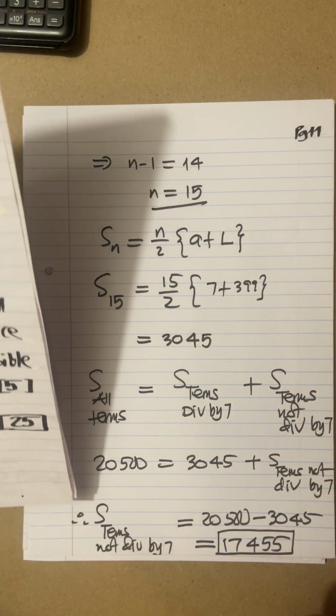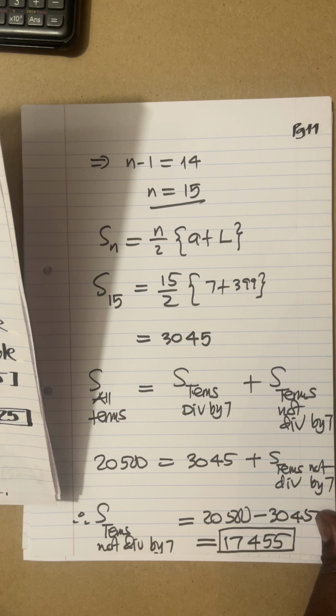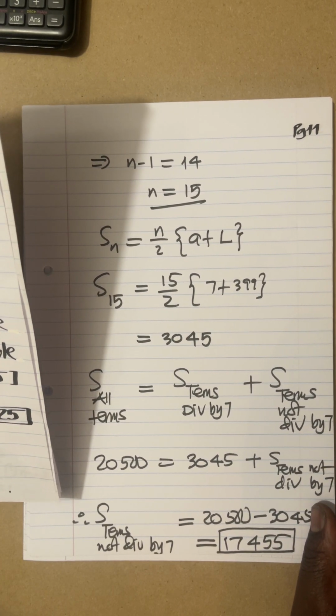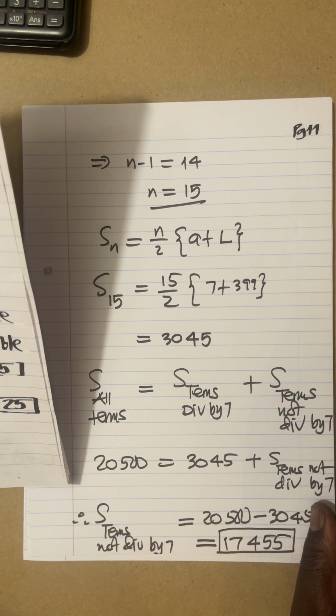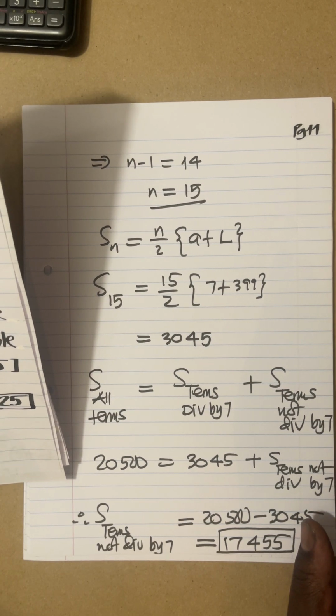Now, this is 5 marks. I'm going to leave it to you to try and see how you would distribute the 5 marks. It comes also, this one, most of the times. Sometimes it will be 5 marks, sometimes it will be 6 marks, but it cannot be more than 6 marks.